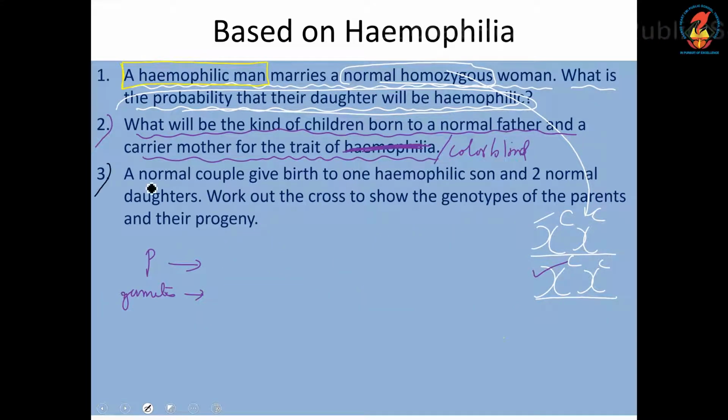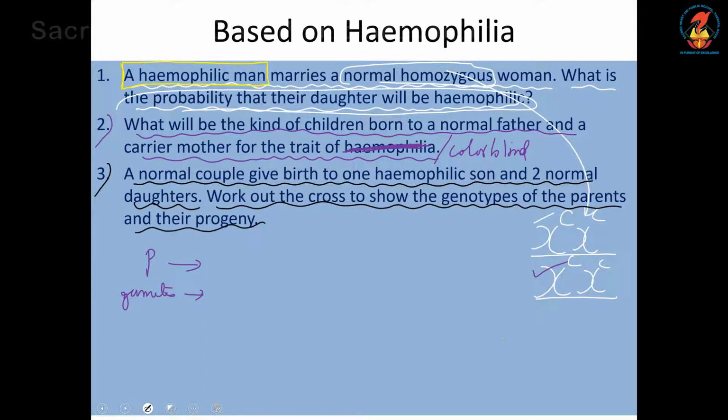Next question, the third question: a normal couple gives birth to one hemophilic son and 2 normal daughters. Work out the cross to show the genotypes of the parents and their progeny. Here the couple are both normal, the father and mother are normal, but one son was hemophilic. So it was exactly the previous cross. Anyway, we will not have a reference at the time of the exam. So, remember, normal couple and the children, one is hemophilic.